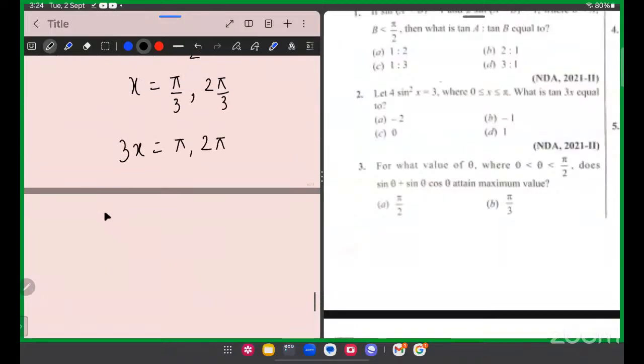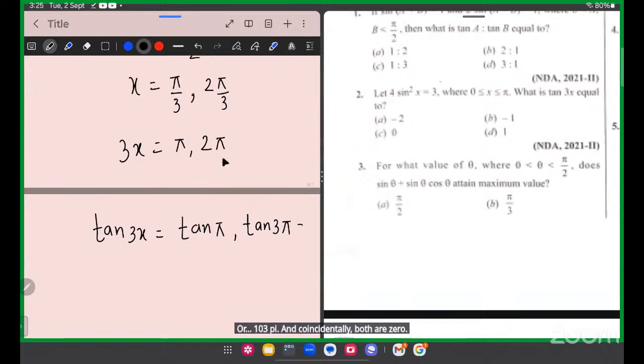Then I need to find out tan 3x. So it is either tan pi or tan 2 pi. And coincidentally, both are 0. So the answer will be 0. So for question number 2, the answer will be 0. Tan 3x is equal to 0. I hope it is clear. Understood, everyone?